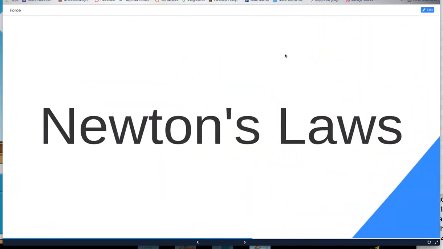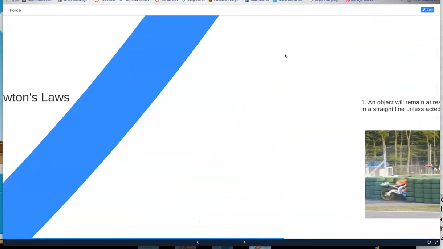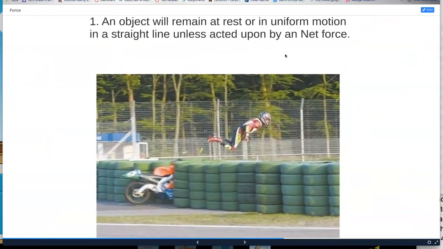So Newton's laws. Newton has 3 laws of motion. You know most of them, or at least we can get them out of you, but you may not know them right off the top of your head, so let's go through them. The first one, an object will remain at rest or in uniform motion in a straight line unless acted upon by a net force. So that's what's happened to this guy.